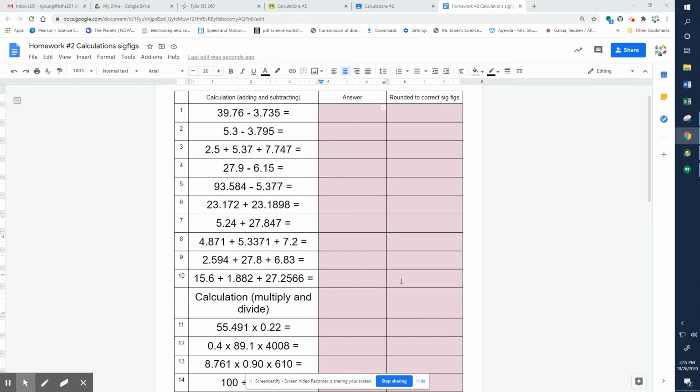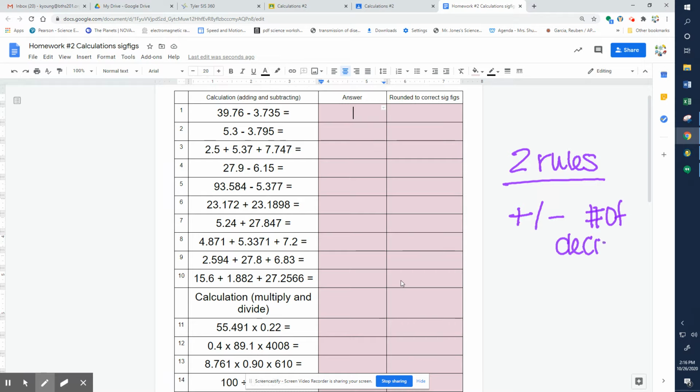There are two rules. If we're adding or subtracting, we look at the number of decimals. We go with the lowest. If we are multiplying or dividing, we're looking at the number of sig figs. Again, we go with the lowest. Those are our two rules for calculations and significant figures.